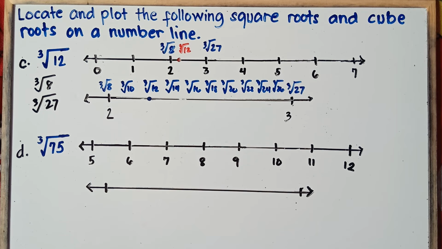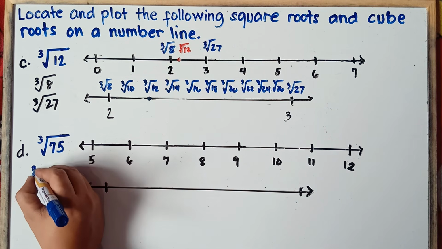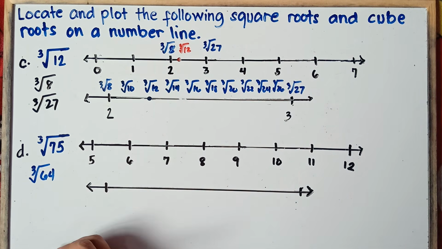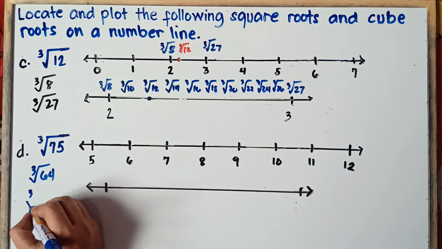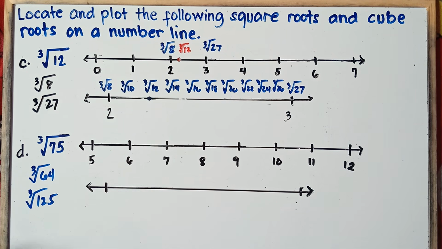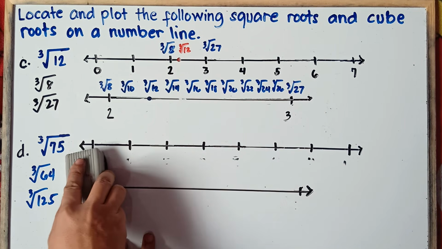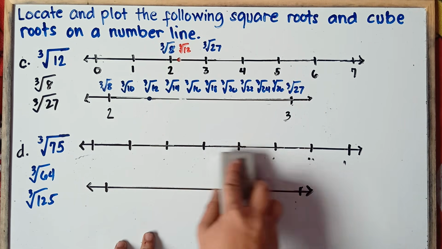So let's try letter D, cube root of 75. What would be those perfect cubes, class, near to 75? That's correct. That would be cube root of 64 and then cube root of 125, which should be 4 and then 5. So our number line, class, should be 4 and 5 because the cube root of 64 is 4.